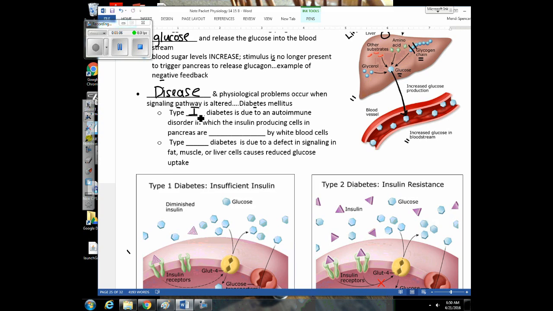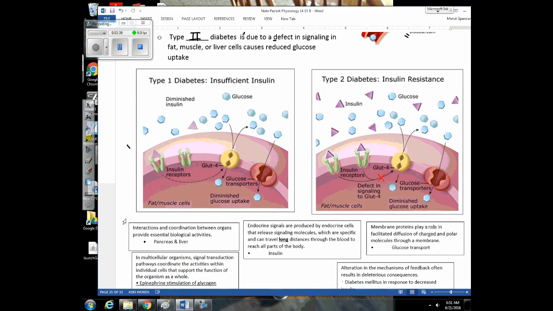Now this is caused by an autoimmune response. For some reason, our own white blood cells will attack these pancreatic cells that are producing insulin, and they're destroyed. So the cells in the pancreas can no longer produce insulin to help regulate blood sugar. With type 2 diabetes, there's some kind of defect in the signaling process, and we're not able to take up glucose from the bloodstream. So individuals have to carefully maintain their blood glucose levels by watching their diet.